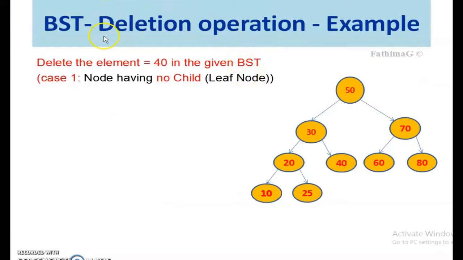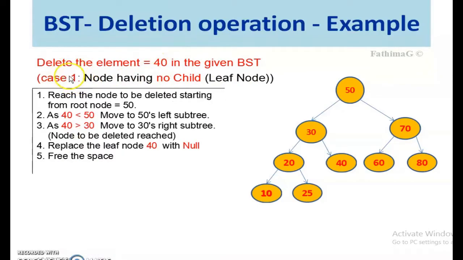Let me demonstrate all three possible cases of deletion with an example. First, let us consider the case 1 scenario where the element 40 is to be deleted. This node is the leaf node. Hence, following the procedure for deletion in case 1 scenario, reach the node to be deleted starting from the root node. Here it is 50.